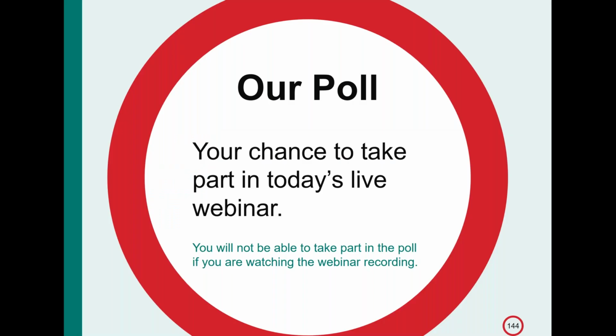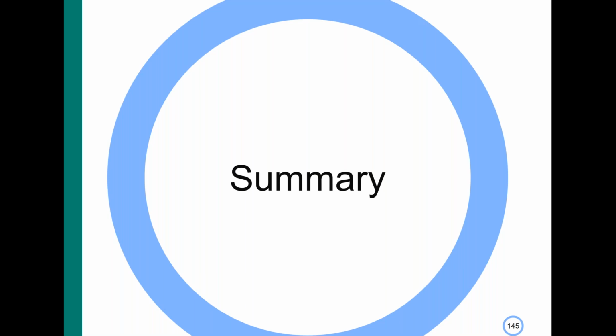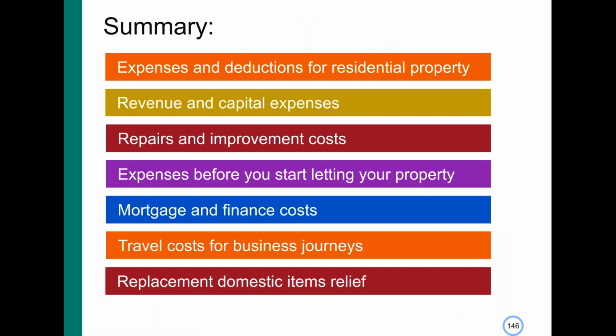We are now near the end of the webinar, and so here's a summary of what we've covered today. We've looked at expenses and deductions for residential property, including revenue and capital expenses, repairs and improvement costs, expenses before letting a property, mortgage and finance costs, travel costs for business journeys, and the replacement of domestic items relief.